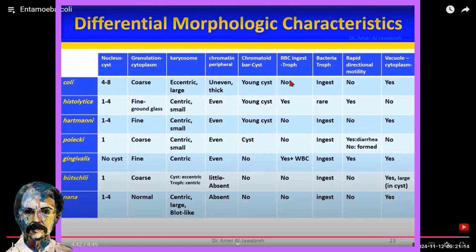Chromatoid bar in young cyst, yes. RBCs, no. Bacteria is ingested in large amounts. Rapid directional movement, no, because it has a blunt pseudopod. And vacuoles in the cytoplasm, food vacuoles, they are abundant.